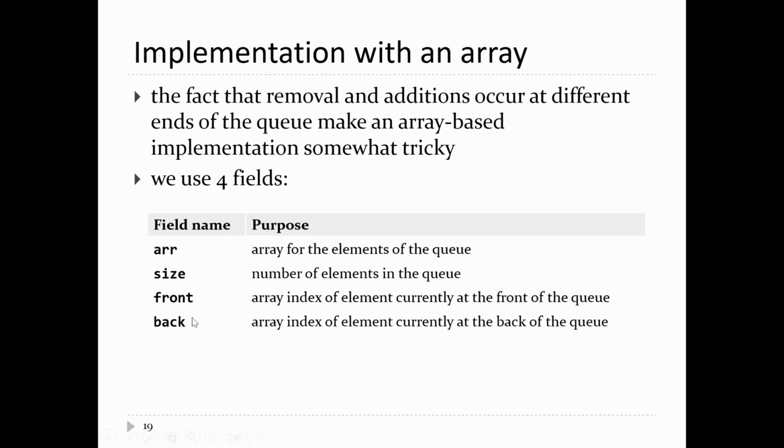You need to keep track of where the front element of the queue is and where the back element of the queue is. Remember, front and back are going to be the indexes into the array where the current front and current back of the queue are, unless the queue is empty, in which case the front and back don't necessarily correspond to the current front and back of the queue.